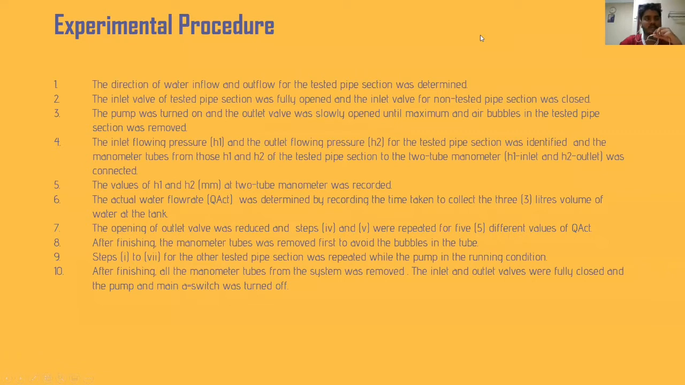Good evening. Now I'm going to explain the experimental procedure. First, the direction of water inflow and outflow for the tested pipe section was determined. This is in order to make sure that the water doesn't flow into the wrong pipe. If you want to test for the white pipe, we have to make sure that the T pipe and other pipes are closed so that the water will flow in the correct pipe.